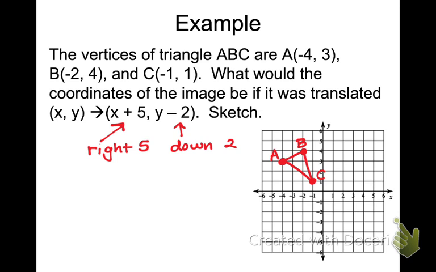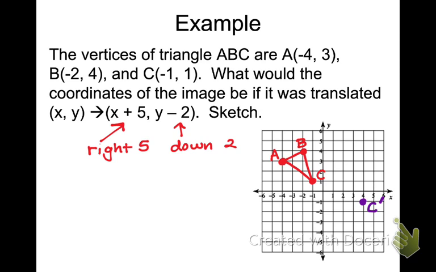Count 5 units to the right. So 1, 2, 3, 4, 5. What x coordinate did you end up at? +4. Good. Now we need to go down 2. So down 1, 2. Now what y coordinate did you end up at? -1. So we're going to put a point there at 4, -1. Label it C and put a little prime sign on there. I'll make it big on the board. So C prime.